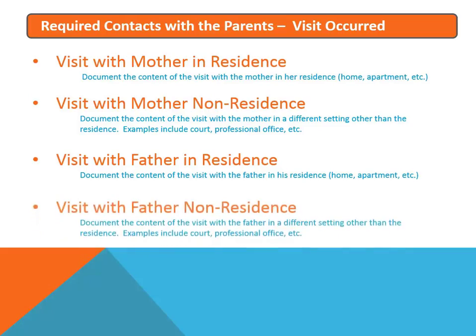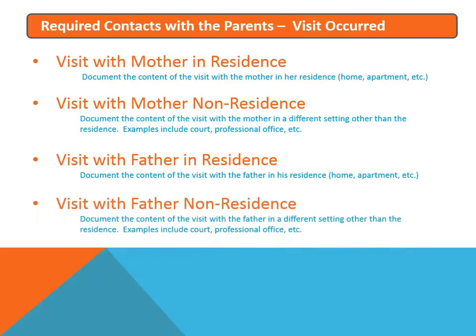The eighth and ninth required contact item types are visit with the father in residence and visit with the father non-residence. Just like the previous two we went over, these contacts would be selected if you actually did have the face-to-face contact with the father. The difference between these two narratives, like the last item, is specific to the location of the contact.